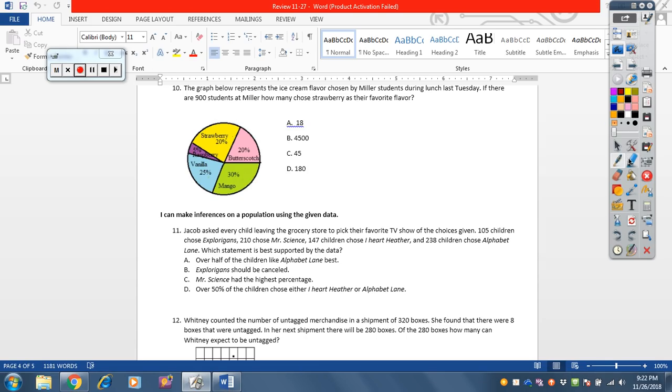Number 10 says the graph below represents the ice cream flavor chosen by Miller students during lunch last Tuesday. If there are 900 students at Miller, how many chose strawberry as their favorite? So we want to know how many students out of 900 chose strawberry. So you're going to have 20% over 100. Solve that and you'll have your answer.